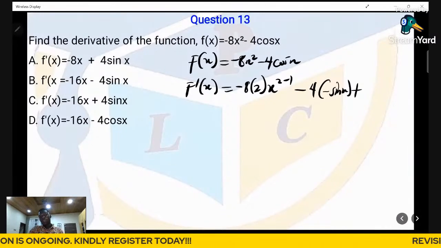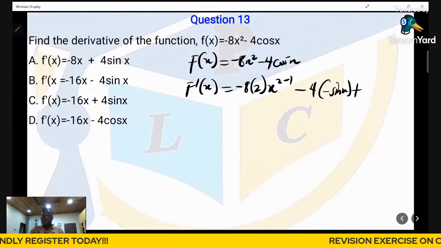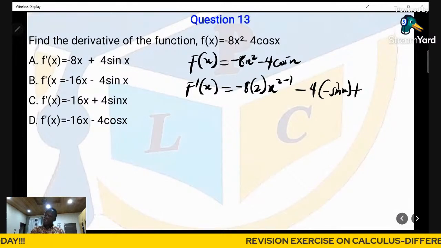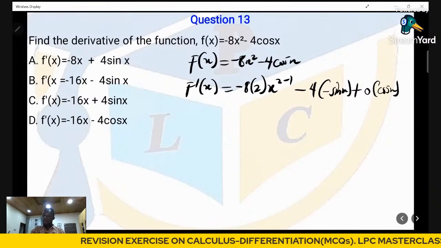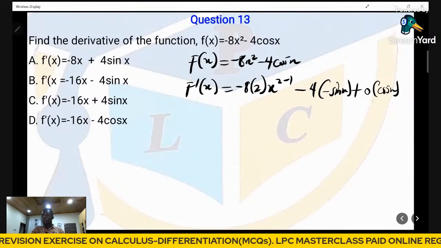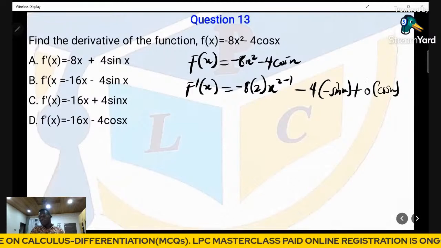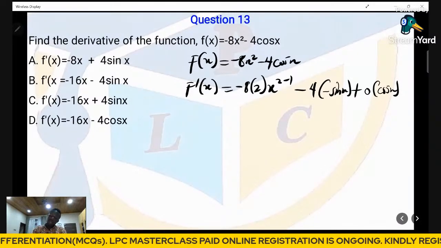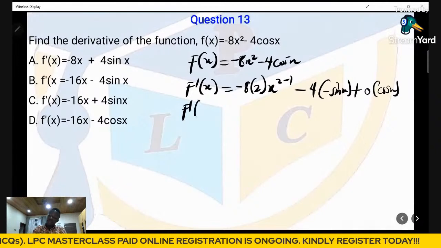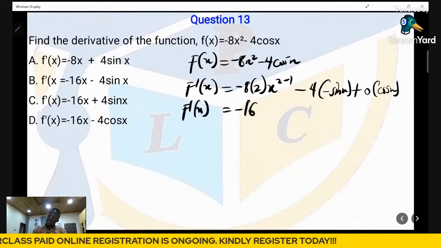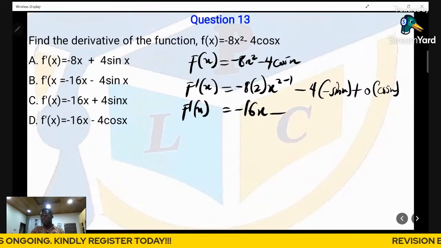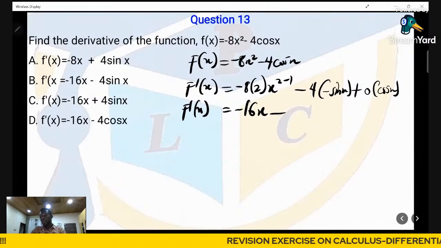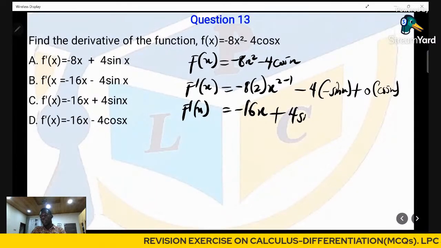Once I'm done with the differential of cos, I'll come and hold the cos x and I'll differentiate the 4. The differential of a constant is going to result to 0, and I have my cos x repeated. Any number multiplying 0 is 0, so we don't take that into consideration. Therefore, we say that our f prime of x is going to give us negative 16x, for 2 minus 1 will give us 16, minus. So we have negative 4 multiplying negative sine x, and we are getting positive 4 sine x.